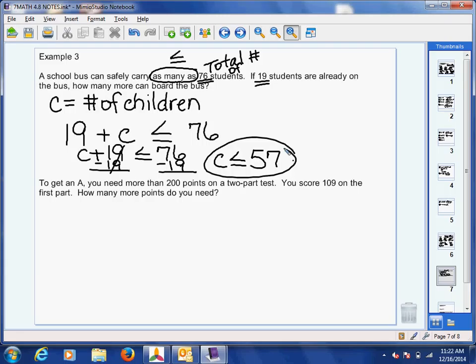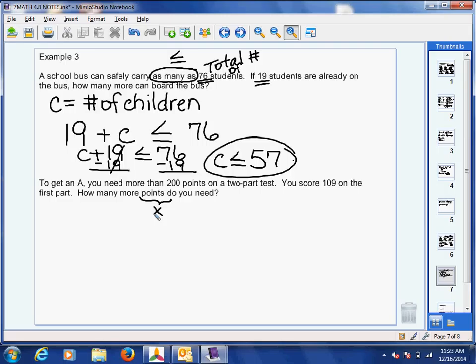Let me read the next one, and let's see if you can do this one on your own. To get an A, you need more than 200 points on a 2-part test. You score 109 on the first part. How many more points do you need? X number of points. Okay, let's call that X. So Nate's identified our variable. Do you have to call it X? No. Call it anything you want. Call it P for points.